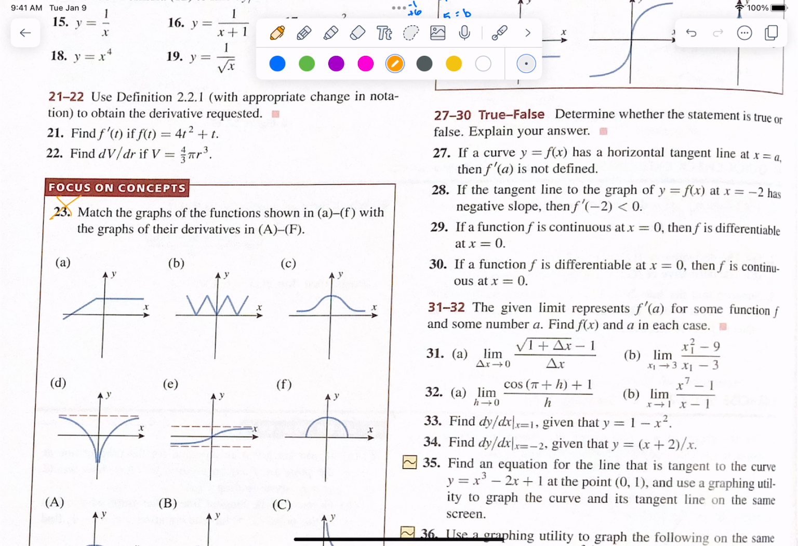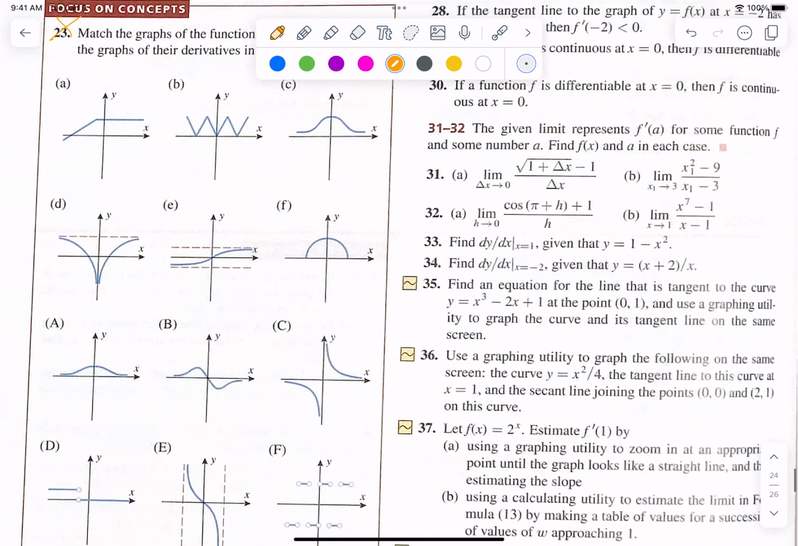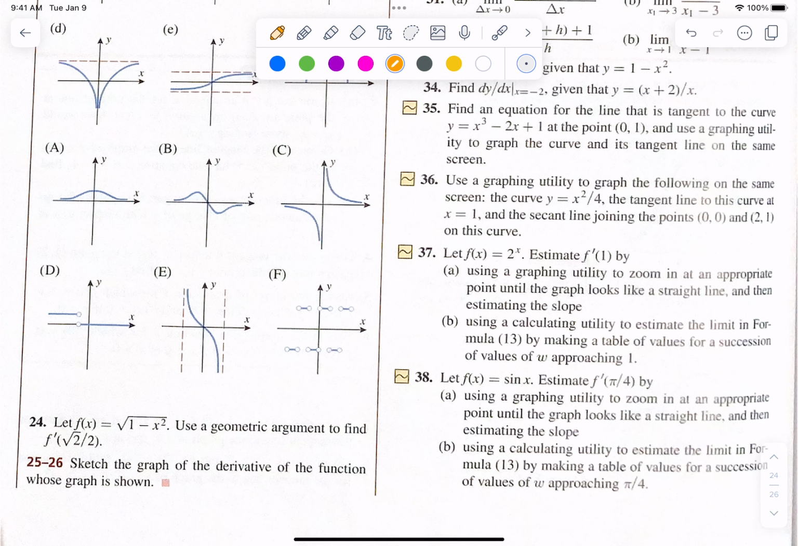It's 2 through 10, the evens, 18, 40, and 64. So start doing those. It's just the power rule. They shouldn't take very long, the 2 through 10, the even ones. So start those.